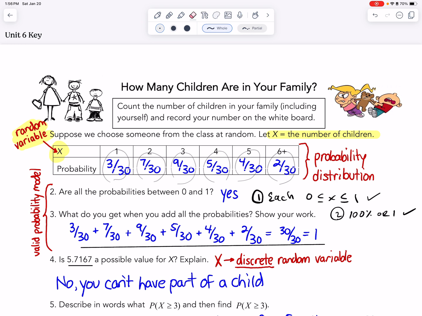Now, if I ask you how many average children I have, then I am allowed to describe it with a decimal. But if I'm asking if x could equal something with a decimal, no, because that's an actual category.